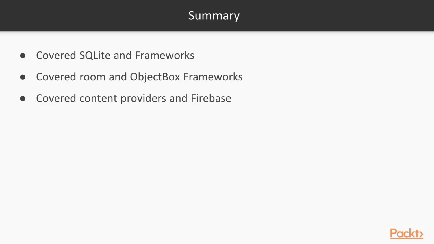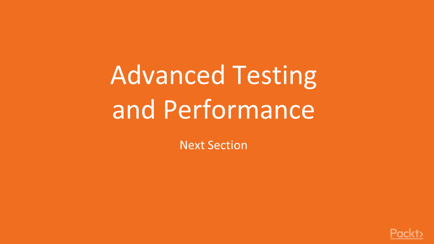In this section, we have covered data persistence on Android and its various options. So we have seen how to use SQLite and its frameworks. Probably you knew already because that's the most basic option available. We also took a look at the more advanced choices such as Room and ObjectBox and how they help to streamline data persistence and its retrieval. And finally, we briefly covered content providers, why you should use and why you shouldn't use them, and the Firebase database. The next section is advanced testing and performance, where we will cover various techniques for Android testing and how to optimize performance by using advanced data structures.